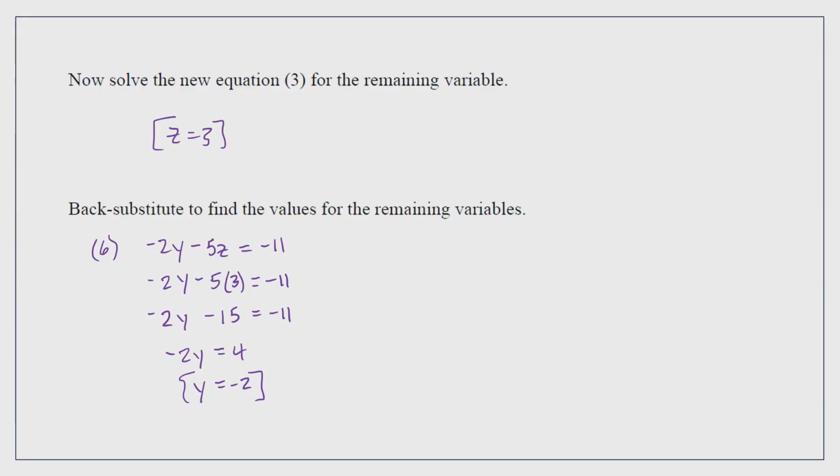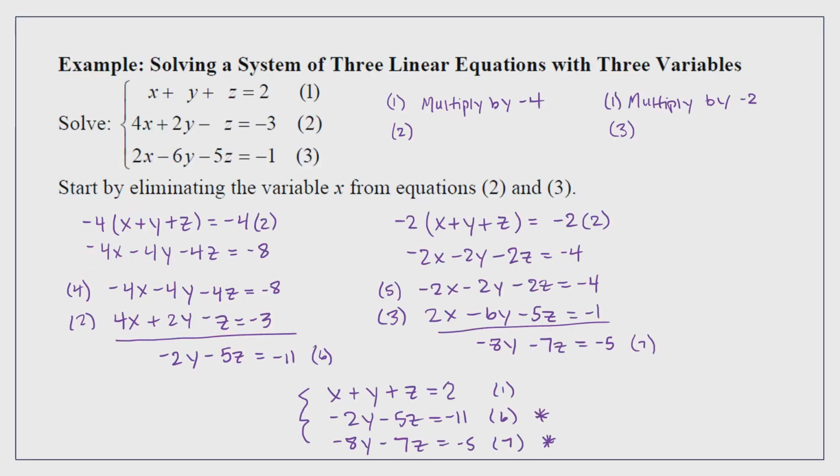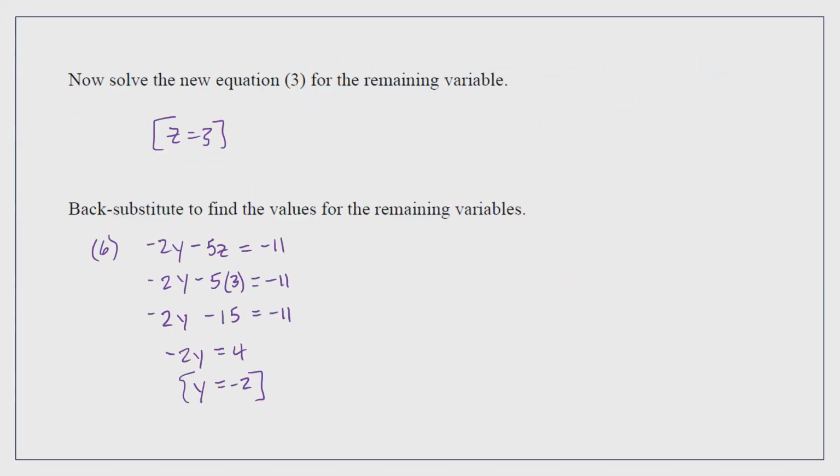So now let's choose one of the original equations to find x. I'm going to choose equation number 1. Equation number 1 is x plus y plus z equals 2. So x minus 2 plus 3 equals 2. So x plus 1 equals 2. So then x equals 1.